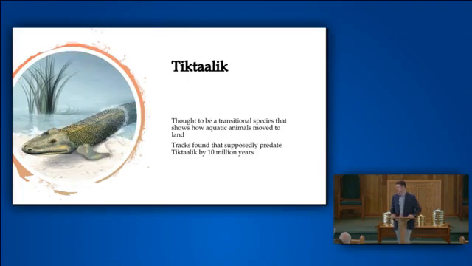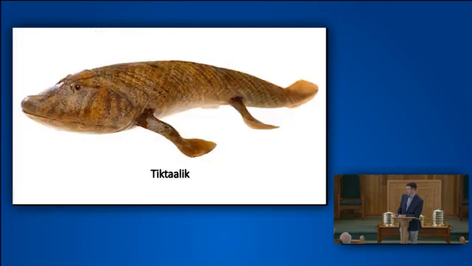So Tiktaalik. This was another example of a transition fossil. So this thing was supposed to be the creature that climbed up out of the ocean and onto land, and we transitioned from only aquatic organisms to land-dwelling organisms. The problem is we've now found tracks that supposedly are 10 million years before Tiktaalik crawled up on land. So if he's the first thing to crawl on land, how do we have footprints 10 million years earlier? And that's what it supposedly looked like.